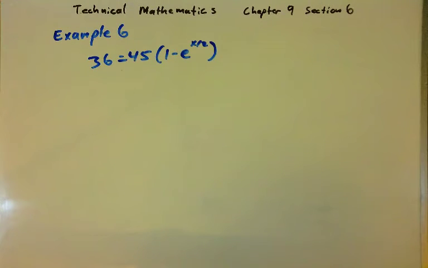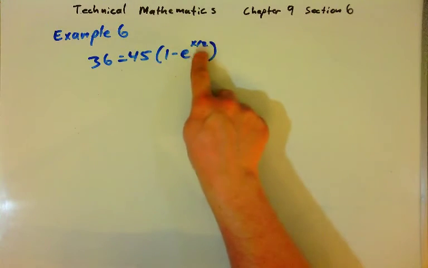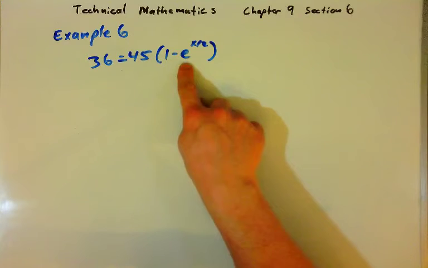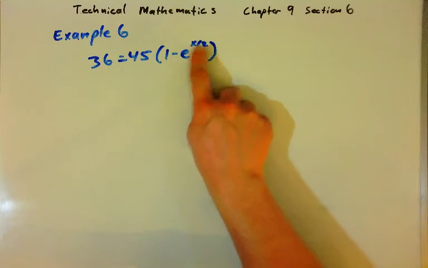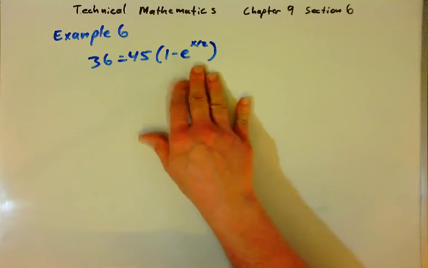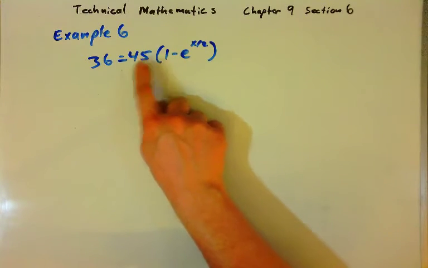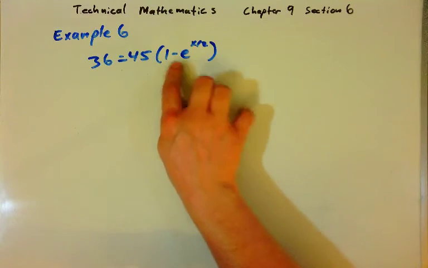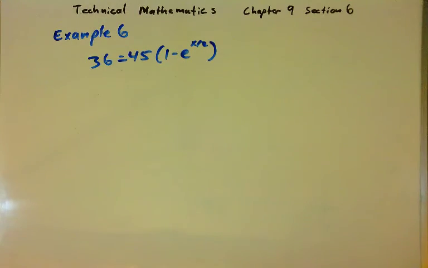This is example 6. It says 36 equals 45 times the quantity 1 minus e to the x over 2 power. And so x is in the exponent, right? We can get the x out of the exponent by using the logarithm. But before I can do that, I need to get e to the x over 2 power all by itself, right? I need that to be the only thing on this side of the equal sign before I can take the natural logarithm. So I need to start by getting rid of 45 and getting rid of 1. Also getting rid of the negative, and then I'll be able to take the natural logarithm of both sides.